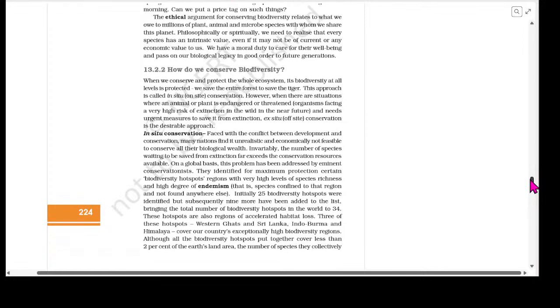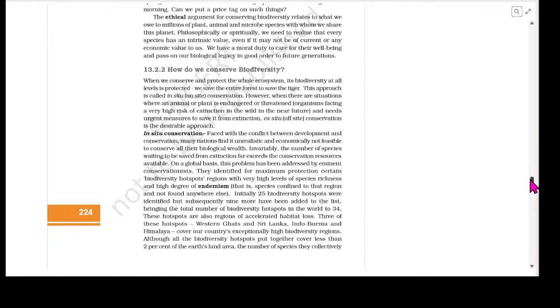Next, in the last part of this chapter, how do we conserve biodiversity? When we conserve and protect the whole ecosystem, its biodiversity at all the levels is protected. We save the entire forest to save the tiger. This approach is called in situ or on site conservation. However, when an animal or plant is endangered or threatened, facing a very high risk of extinction in the wild in the near future, and needs urgent measures to save it from extinction, ex situ or off site conservation is the desirable approach.